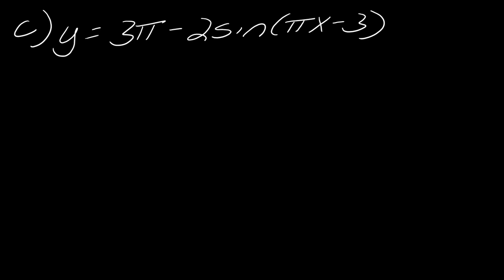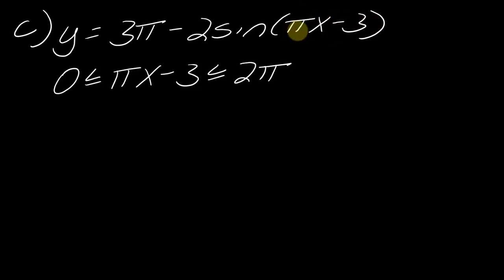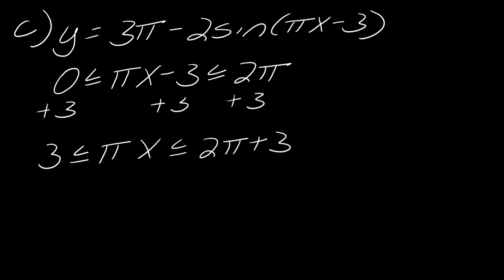Okay, so I'm going to take just the inside part and wedge it between 0 and 2 pi, and then I'll go through and solve for x. So I add 3 to all sides, and then I'm left with this inequality here. Now, I know that this probably felt a little bit awkward because I've got 2 pi plus 3. Just leave this as 2 pi plus 3. Don't worry about it, okay?